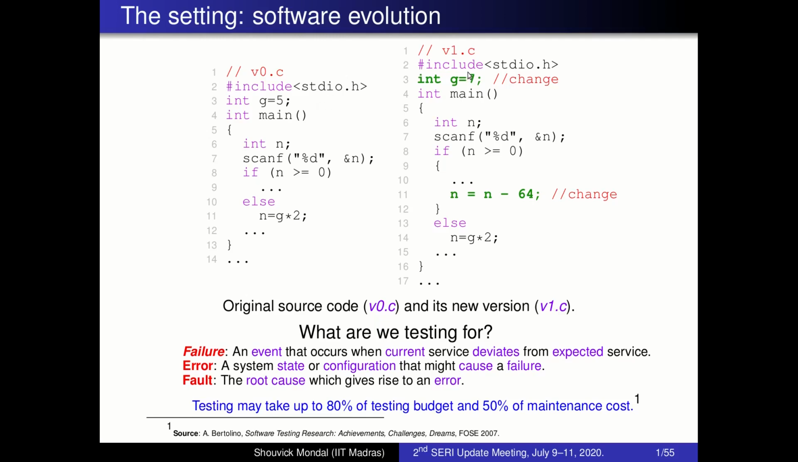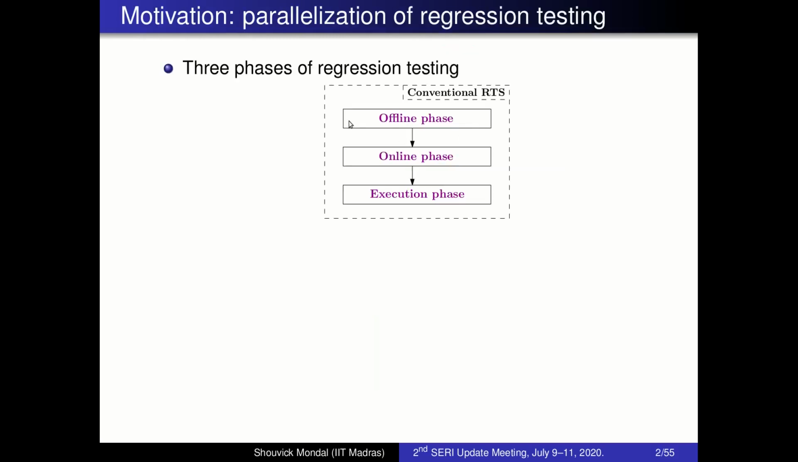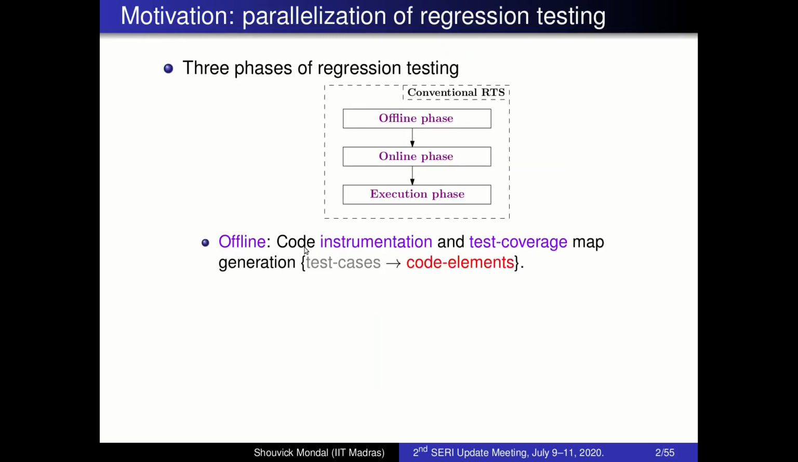So all of this involves three different phases. Offline phase: in the offline phase we instrument the older version of the code and generate the test coverage map. That is, we have the test case to code elements mapping. Now in this work we work at the granularity of basic blocks. We did it for LLVM code, C programs that translate to LLVM using the Clang front end.